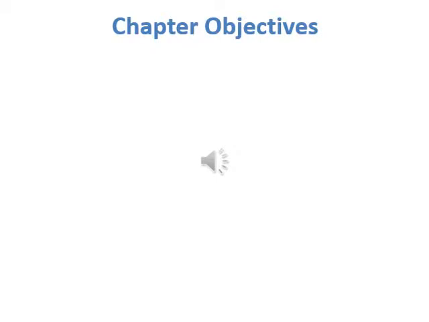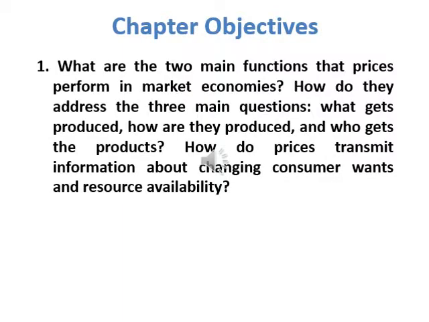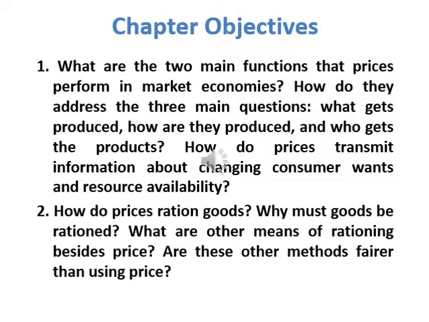Chapter Objectives. 1. What are the two main functions that prices perform in market economies? How do they address the three main questions: what gets produced, how are they produced, and who gets the products? How do prices transmit information about changing consumer wants and resource availability?